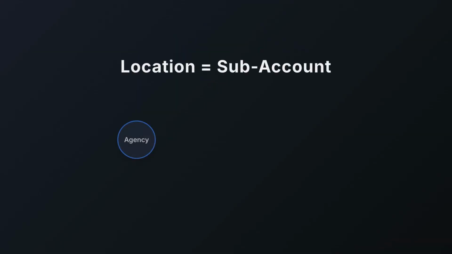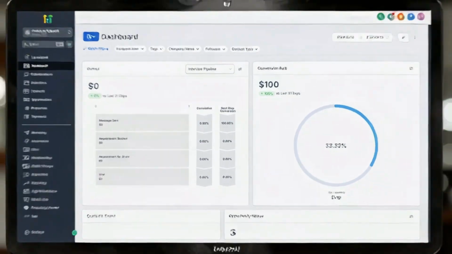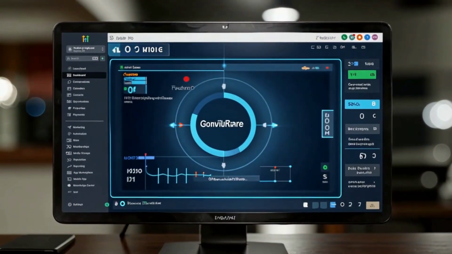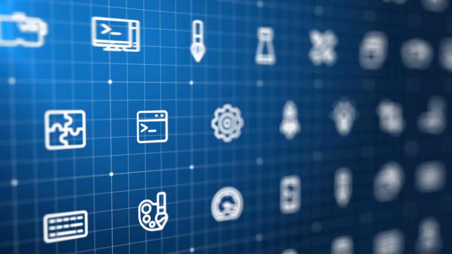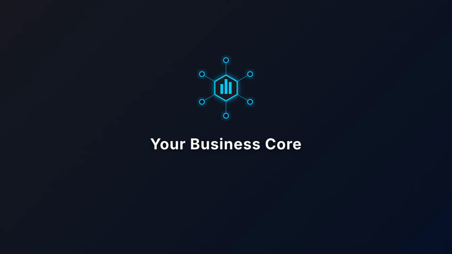So first things first, a sub-account, also called a location, is basically a complete copy of GHL for one business. If you're an agency, each client gets their own sub-account. If you're running your own business, you've got one sub-account that runs everything.